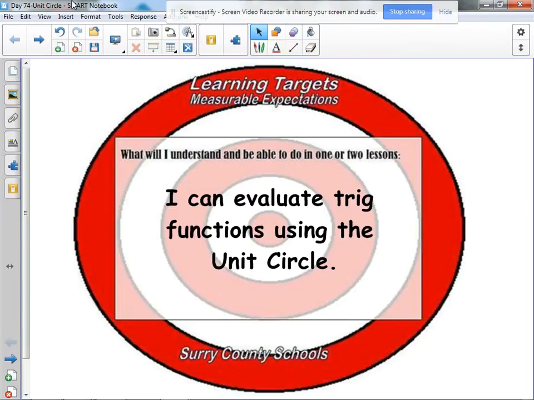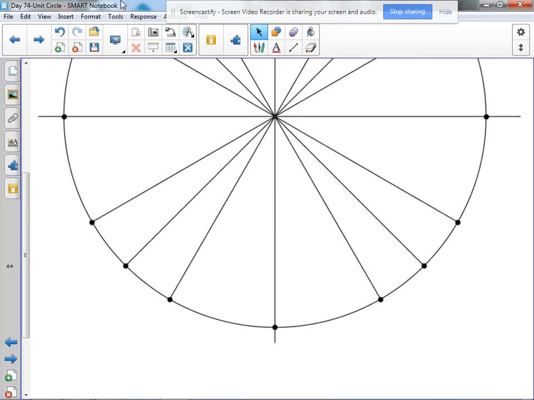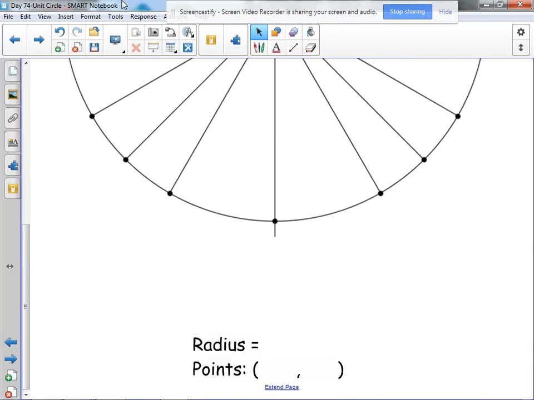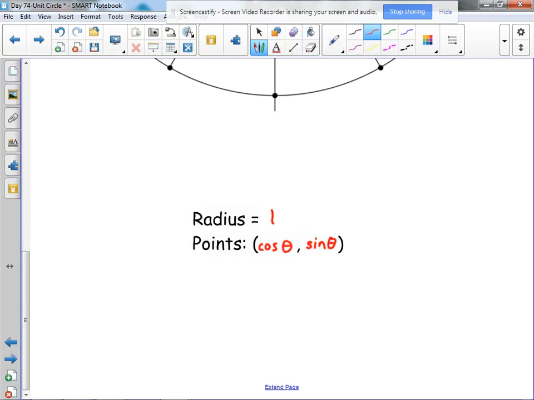So, unit circle. Pretty much we're just going to fill this in. It's called the unit circle because it has a radius of 1 unit. And the points around the circle, you'll notice I've got about 16 points there. Those are the cosine of the angle and the sine of the angle. The x-coordinate is the cosine and the y-coordinate is the sine.